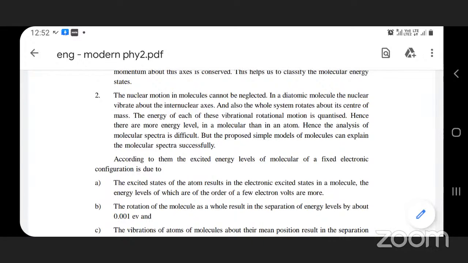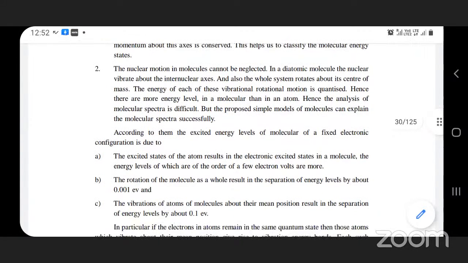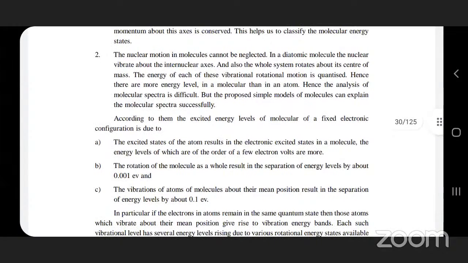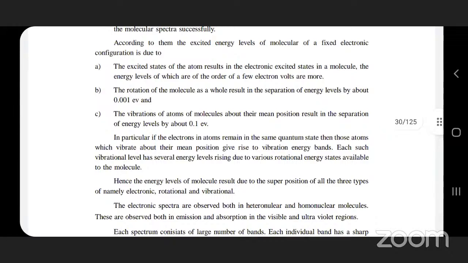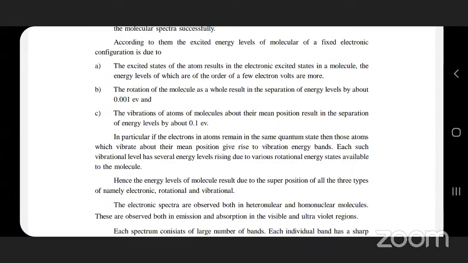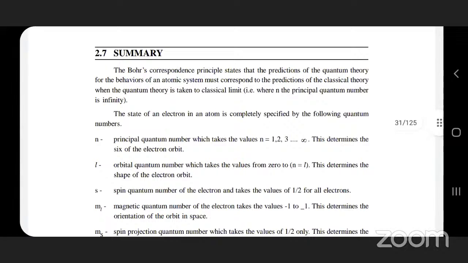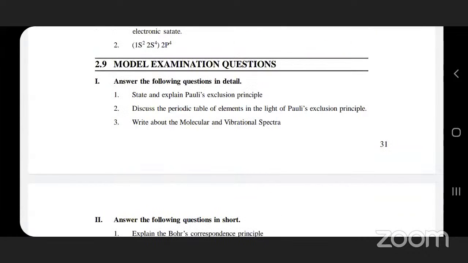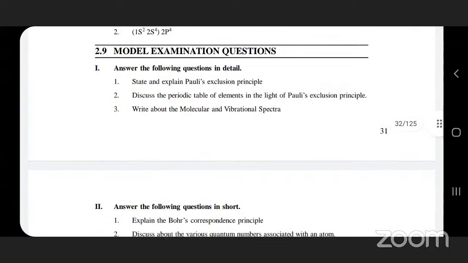So the analysis of molecular spectra is difficult, but some models have been proposed to explain it. According to them, the excited energy levels of a molecule of fixed electronic configuration are given by points A, B, C, which we have to write down. So this is about molecular spectra. The questions you may expect are on Pauli's exclusion principle, and also writing about the molecular and vibrational spectra.